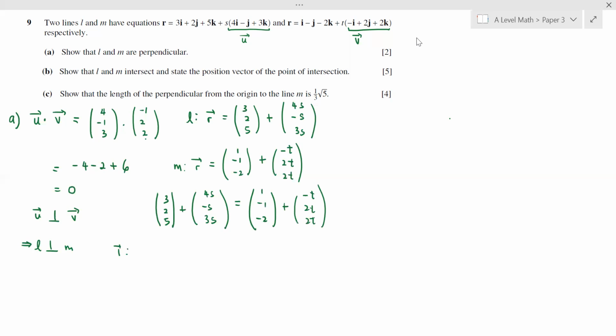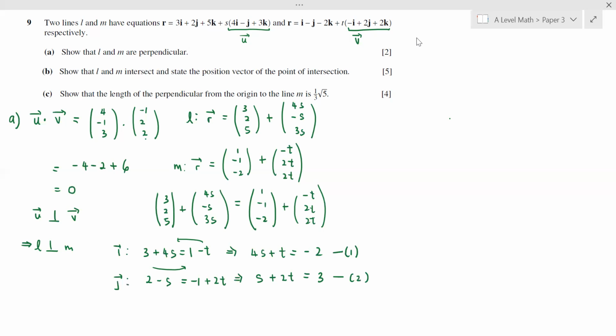Equating components of vector i, we have 3 + 4s = 1 - t. Rearranging, we have 4s + t = -2. Let's say this is equation number 1. Equating components of vector j, 2 - s = -1 + 2t. Upon rearrangement, we have s + 2t = 3. That gives us equation number 2.